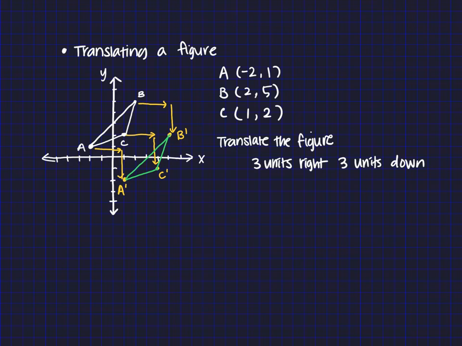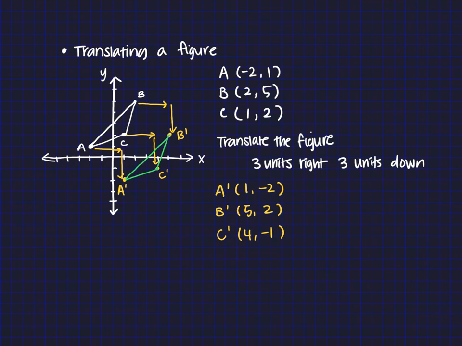Now, I'm going to find out the coordinate points of the image. So for A prime, you have 1, comma, -2. For B prime, you have 1, 2, 3, 4, 5, 1, 2, so 5, comma 2. And for C prime, you're going to have 1, 2, 3, 4, -1, so 4, comma, -1.